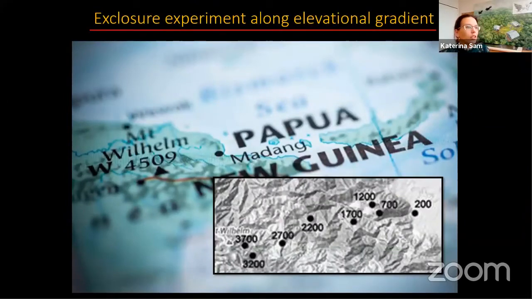And because there were many problems in this meta-analysis, and we saw that the experiments which are so far available are not very comparable, there is an effect of the length of the experiment on the results, and the mesh size affected the results. We decided to work by ourselves, to try to make a standardized method along a large scale, and we worked in Papua New Guinea along the elevational gradient of Mount Wilhelm, which is the highest mountain of the country.